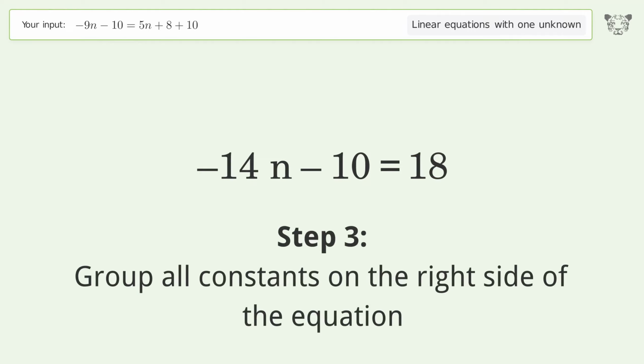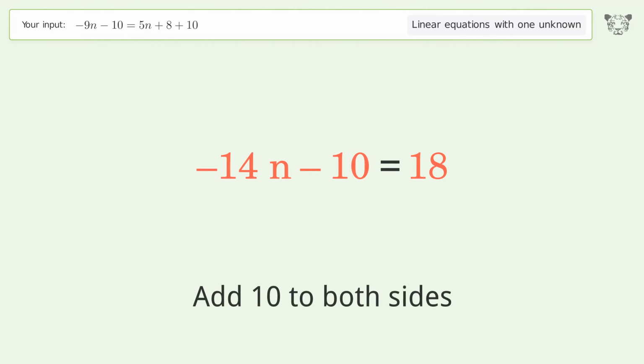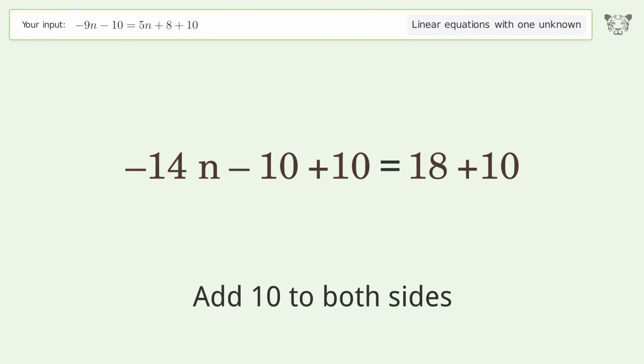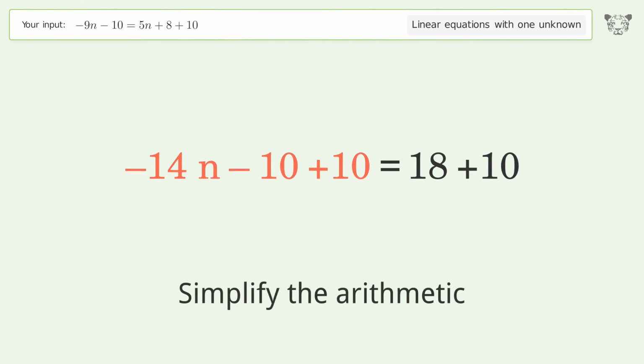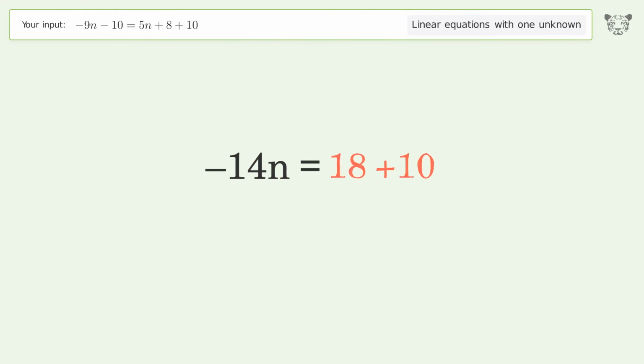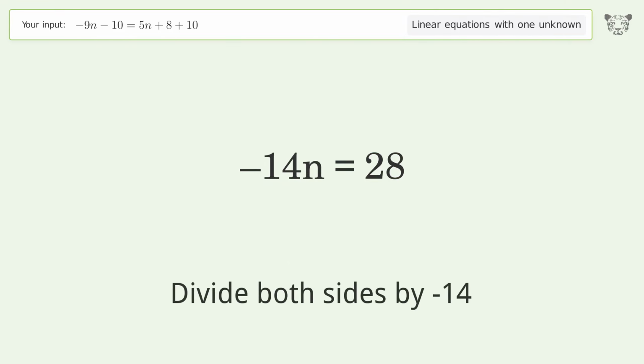Group all constants on the right side of the equation. Add 10 to both sides. Simplify the arithmetic. Isolate the n. Divide both sides by -14.